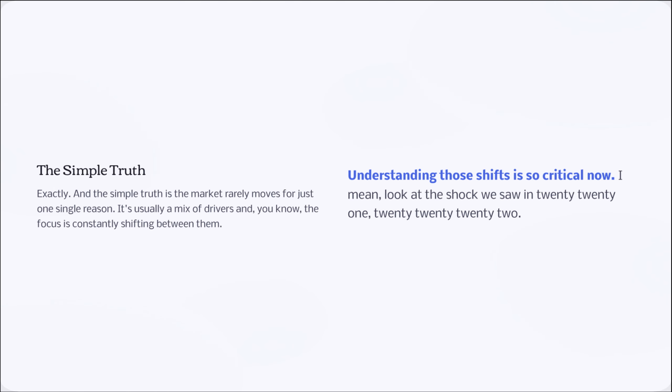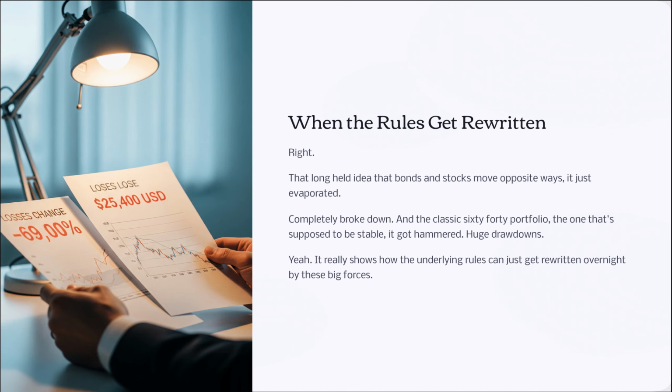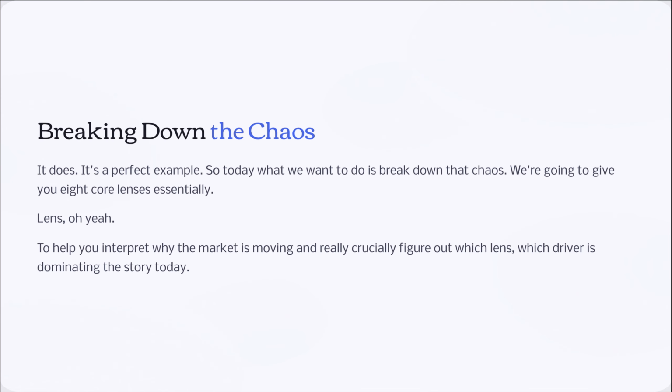I mean, look at the shock we saw in 2021, 2022. That long-held idea that bonds and stocks move opposite ways, it just evaporated. Completely broke down. And the classic 60-40 portfolio, the one that's supposed to be stable, it got hammered. Huge drawdowns. It really shows how the underlying rules can just get rewritten overnight by these big forces. It's a perfect example.